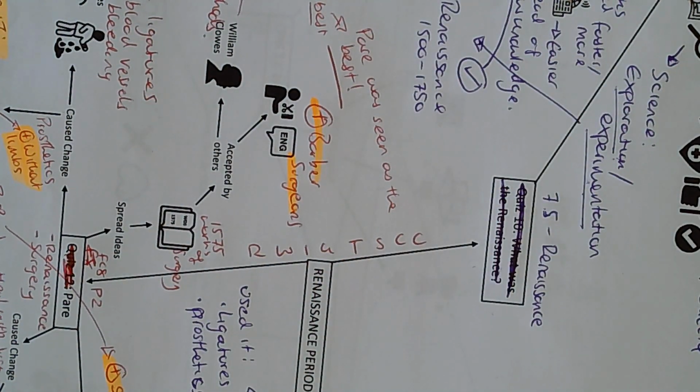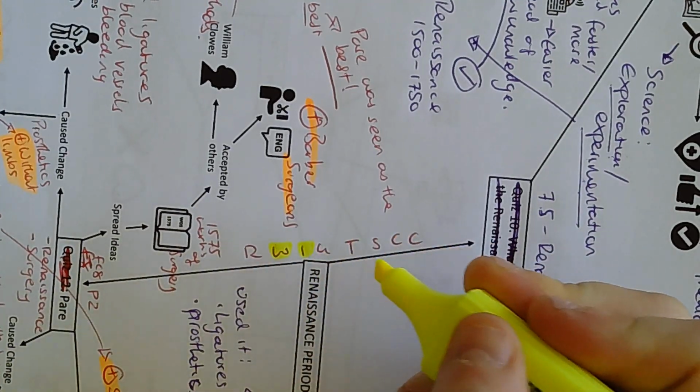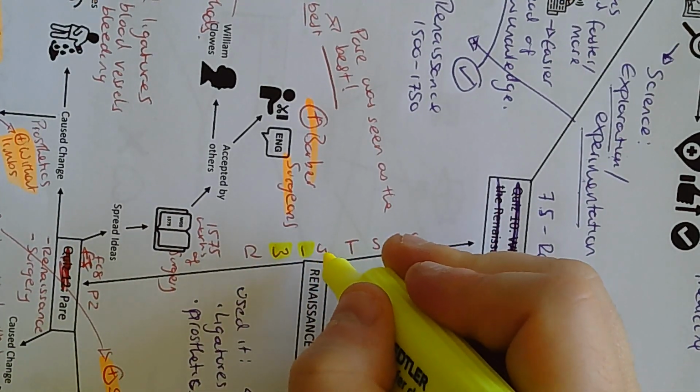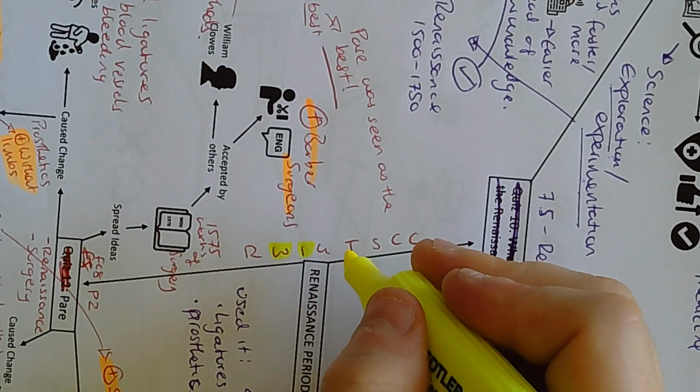Can I see religion here? Not really. Can I see war? Well, yeah, the fact he's a war surgeon. Pare is an individual. There's no element of government here. I would say there's no element of technology, so anything that's built.